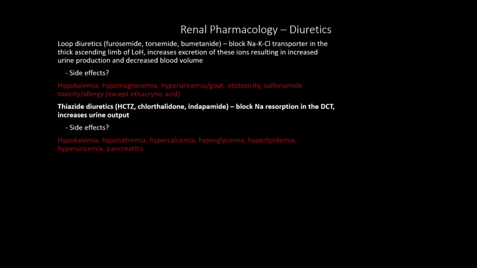Rather than just a lot of hypo things, I usually think of the thiazides as actually increasing a few things, specifically metabolic syndrome type things. They can cause a little bit of hyperglycemia, hyperlipidemia, hyperuricemia. Hyperuricemia is more due to the volume contraction effect that we had talked about.